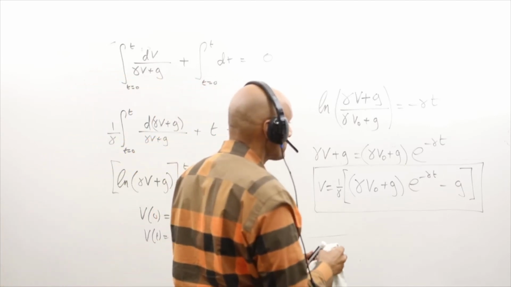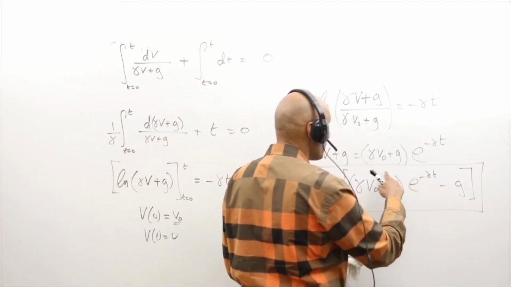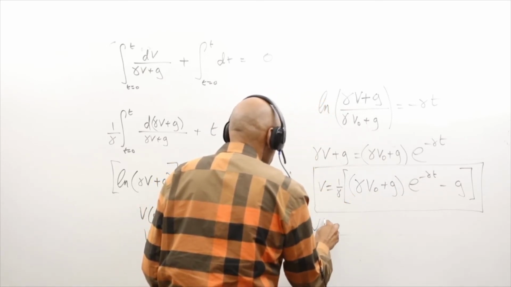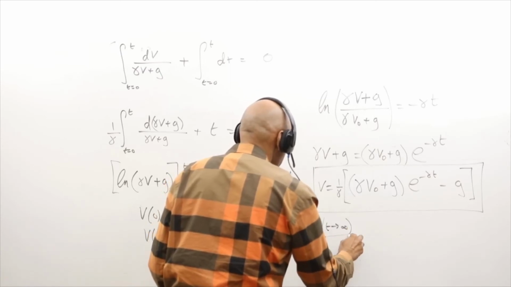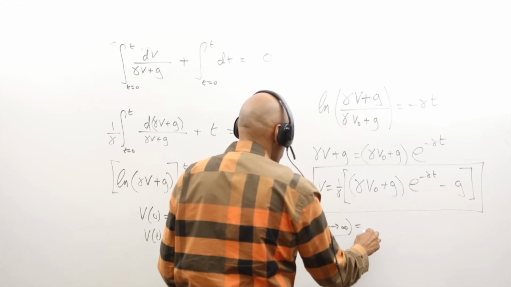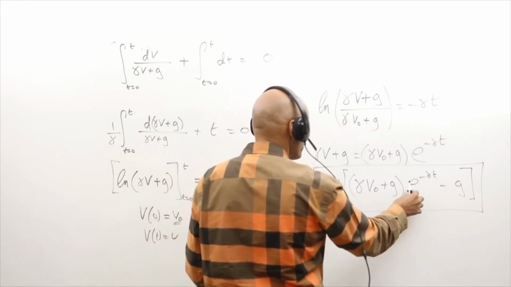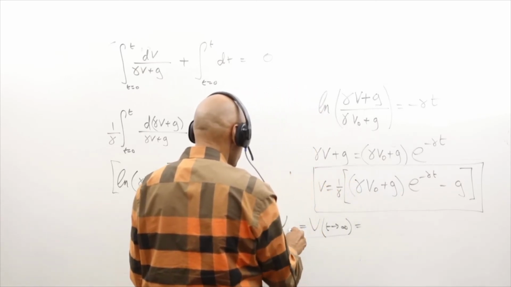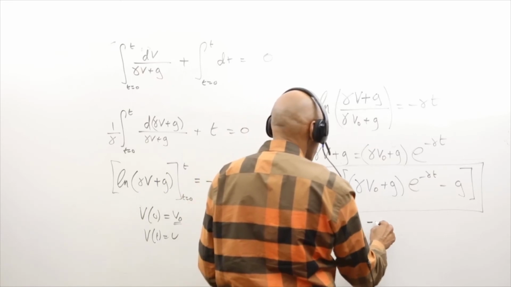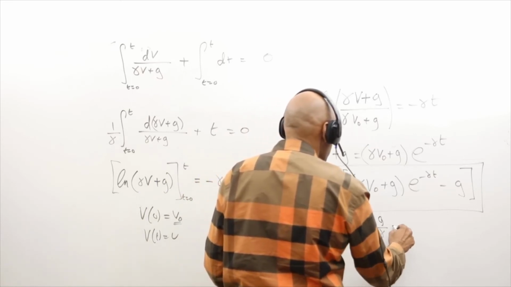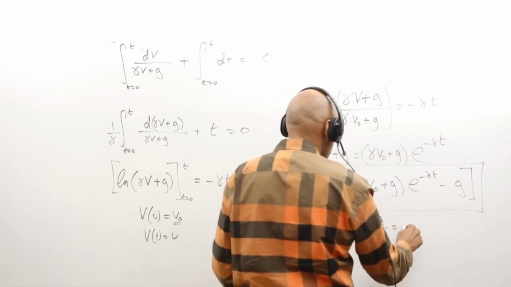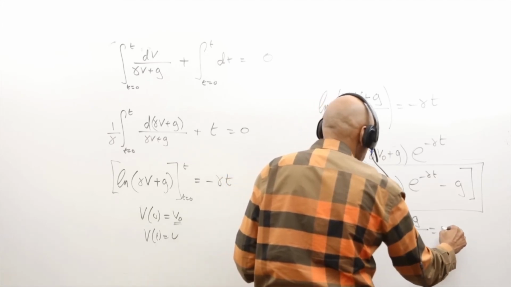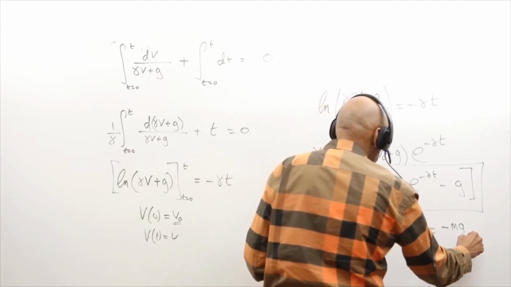So as time progresses, as t gets larger and larger, this term becomes 0, and you reach a terminal velocity. As t approaches infinity, this term drops out, and you're left with the terminal velocity, which is equal to minus g over gamma. And if you look at what gamma is, that's minus g over b over m, which is equal to minus mg over b.